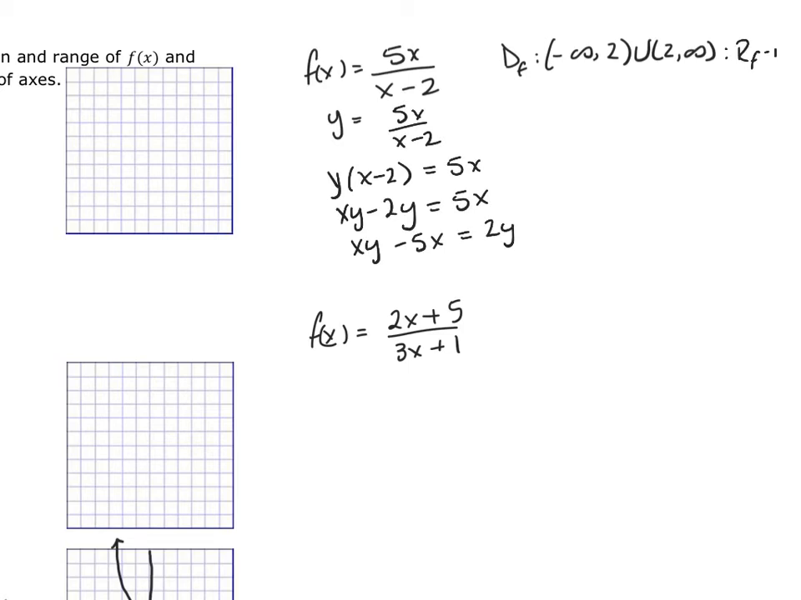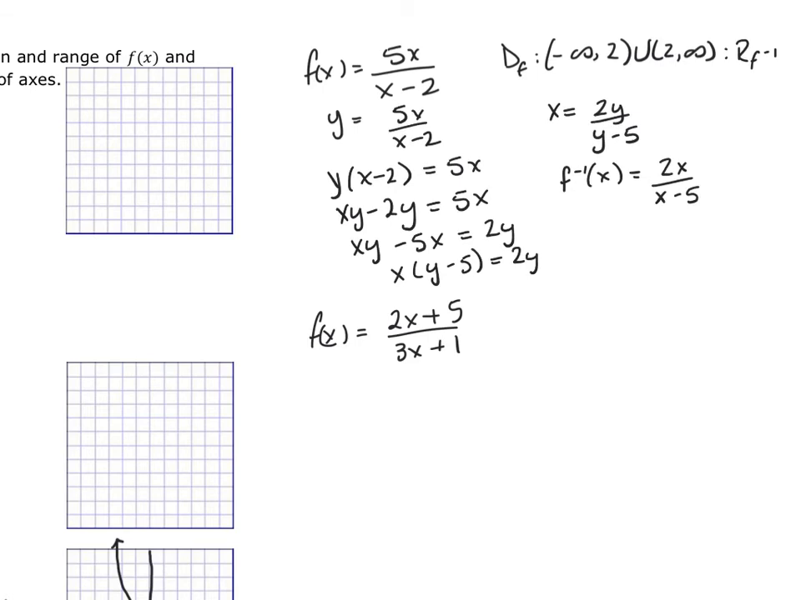So on the left-hand side, I'm going to factor out an x, leaving me y minus 5. And on the other side, I still have the 2y. I'm going to just divide both sides by the y minus 5. So I've got x is equal to 2y divided by y minus 5. And it is at this moment my domains become ranges, my ranges become domains, so f inverse of x is equal to 2x over x minus 5.